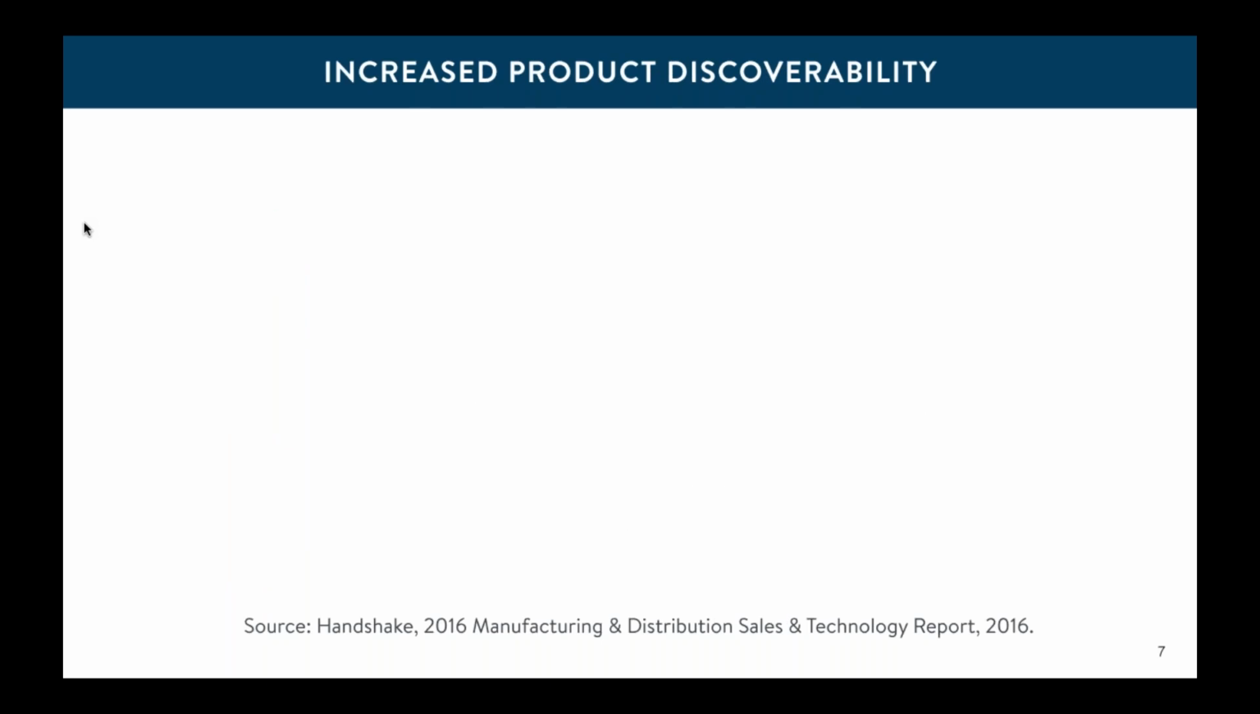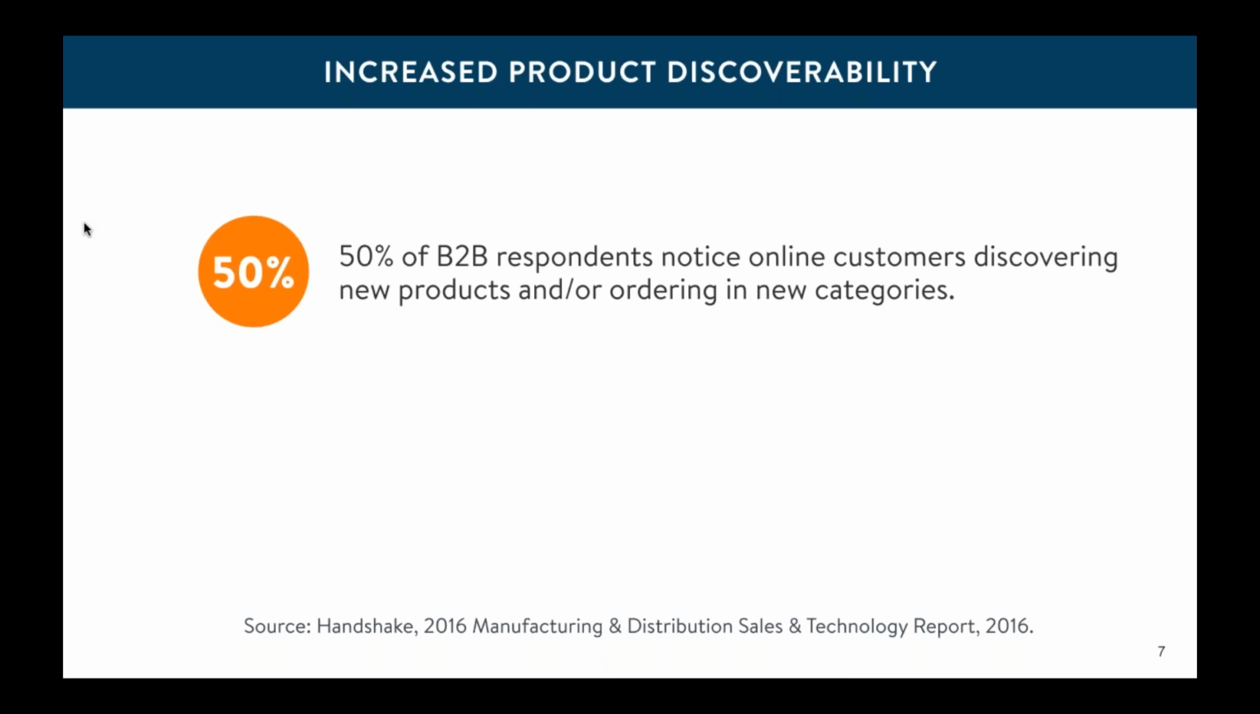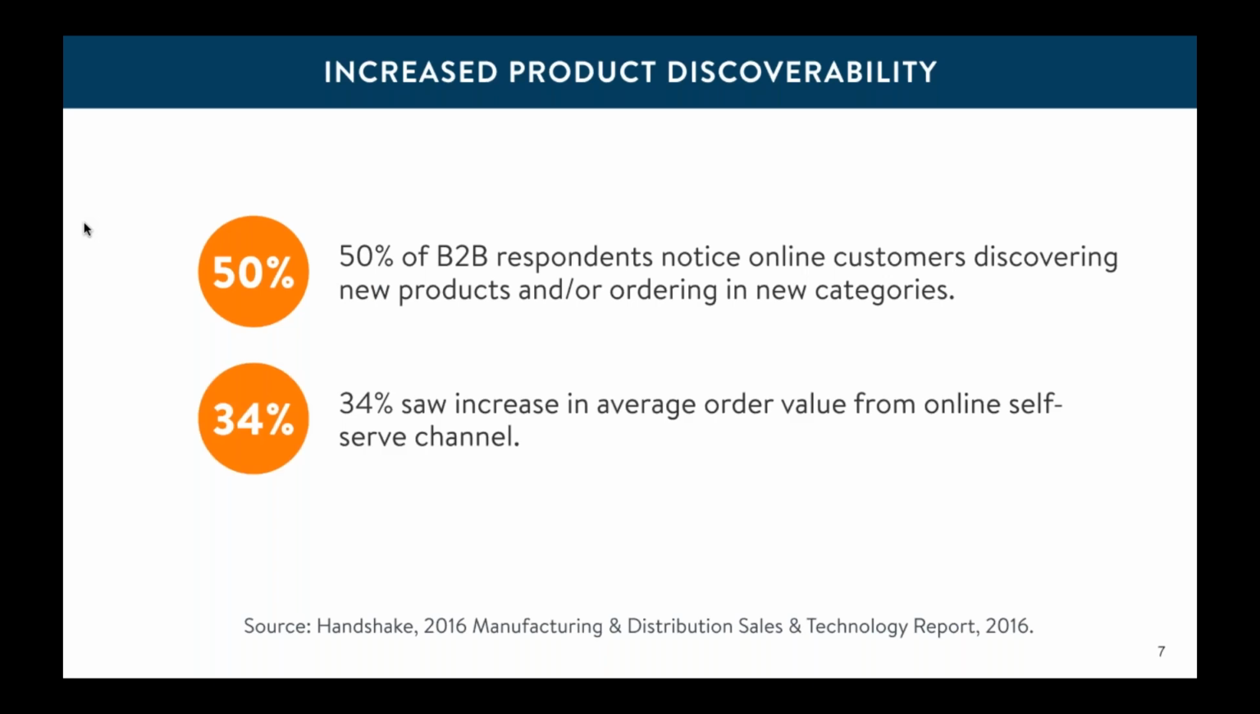So next is increased product discoverability. We see a lot of this additional value in the omni-channel customer being driven by the introduction of the self-service channel, specifically the product discoverability that results from it. According to a survey that we ran last summer, 50% of the respondents who had online ordering in place noticed that their buyers were discovering new products and ordering in new product categories they'd never bought in before. And what's really interesting is that 34% saw an increase in average order value from B2B e-commerce. So that's increased product discoverability.